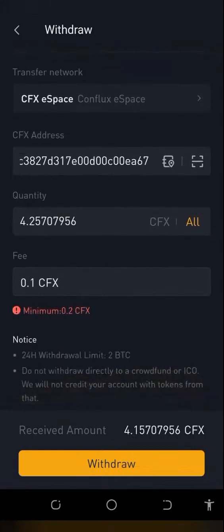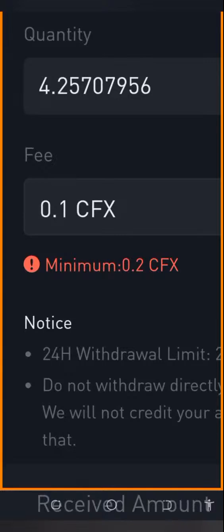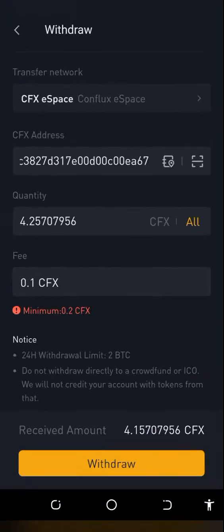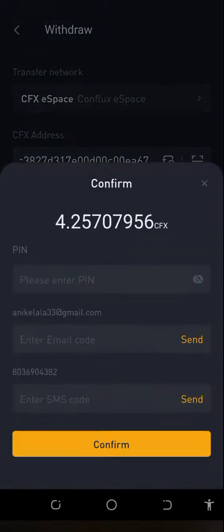What do we get? 4.15. Good. And I knew we're going to lose some money, but that's fine. The fee is 0.1 CFX. Okay, great, no problem, as long as I get my money out. I mean, all we were just doing was risking $1, right? So let's go ahead. What did it say? Okay. So I'm just going to put in all my details and I'll see you on the other side.